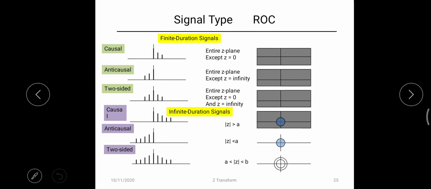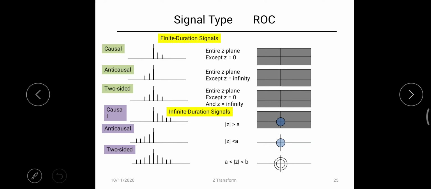So here I have segregated in two categories. One is called finite duration, the other one is called infinite duration. In the finite durations, if my signal is right sided, that is called causal. Then we clearly know that the ROC is the entire Z plane except Z equal to 0. So this I have proved by using some examples in the previous lectures. And similarly, if I take the left sided signal, that is called anti-causal or non-causal, then my ROC will be except Z equal to infinity.